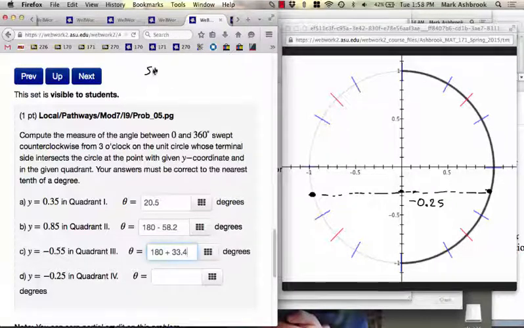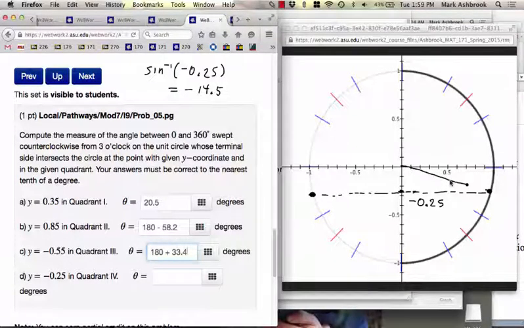Inverse sine of negative 0.25. Is that what somebody else did? And what does the calculator give you for that? Negative 14.5. Okay, we should have identified what angle we wanted. So we want the angle in the fourth quadrant, starting from the 3 o'clock position, that gets us to the point on the circle that's a quarter radius length below.